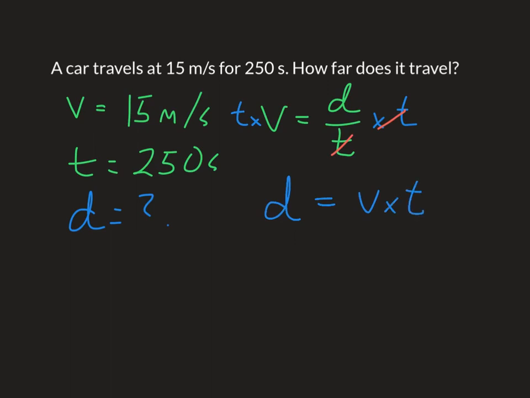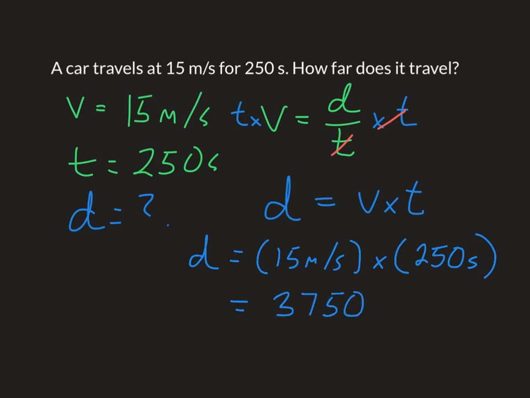All right. Now I have the setup I want. I have distance by itself. I know my speed. I know my time. All I have to do is take these numbers here and plug them into the equation. So we're going to say our distance is equal to 15 meters per second times our time of 250 seconds. Okay. When I multiply those two things together in my calculator, I get 3,750 meters.